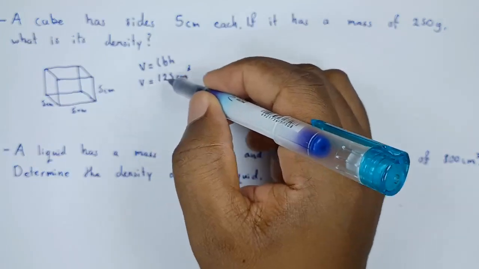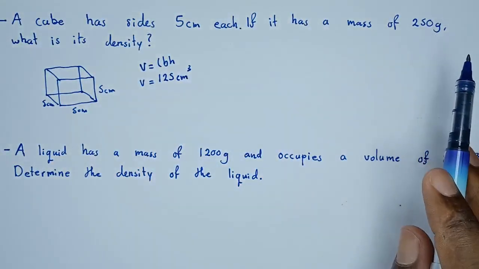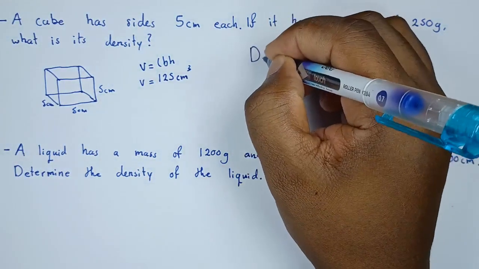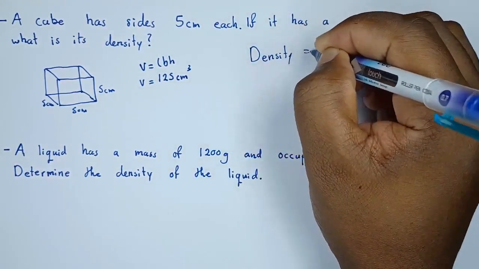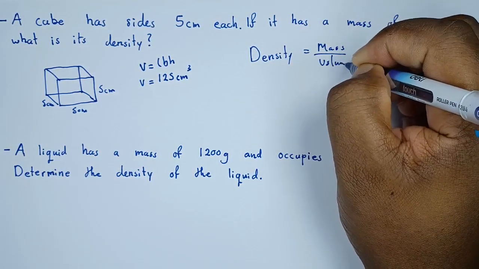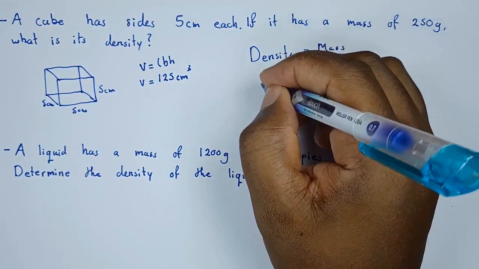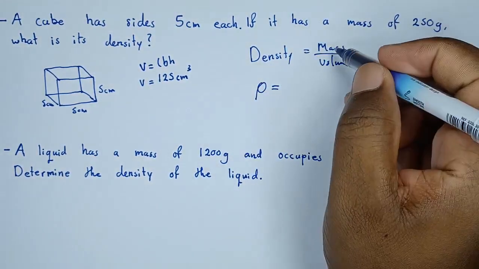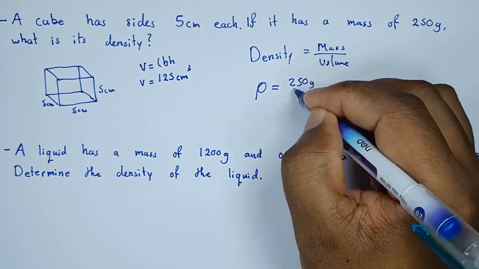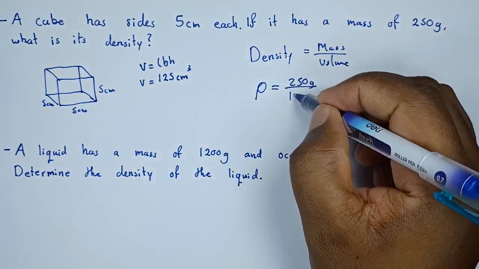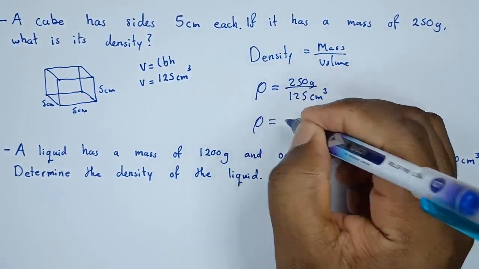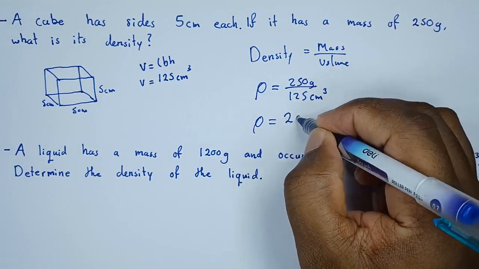Okay, so now that we have the volume, and we have the mass, let us find the density. We know that density is given by its mass per unit volume. So mass per volume, like that. Or we can use the symbol for density, which is rho. So rho is equal to mass per unit volume. The mass in this case is 250 grams over the volume, which is 125 cubic centimeters, meaning that our density in this case will simply be 2 grams per cubic centimeter.